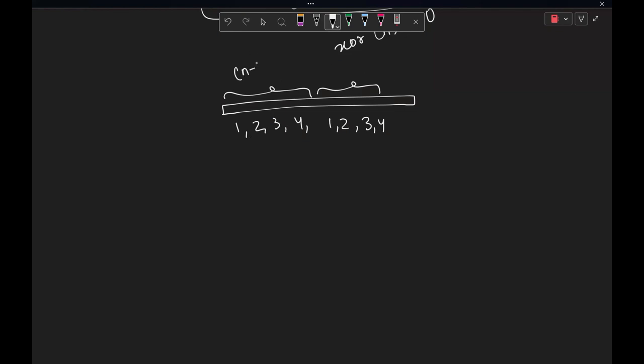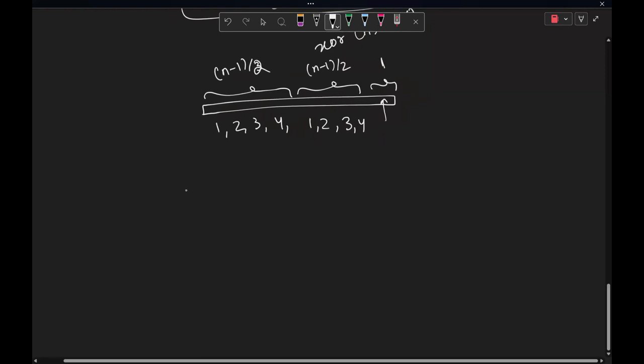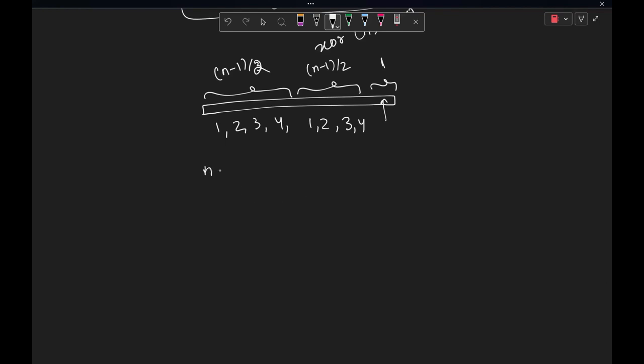But if we try to have n minus 1 by 2 and n minus 1 by 2 characters repeating, and there was only one character remaining at the end, it was not possible to have this character with XOR 0. The next thing I tried after this was, what if I have n minus 3 by 2 characters repeat, then another n minus 3 by 2 characters repeat, and I will have 3 characters left at the end. Can I somehow make sure that these 3 characters will have XOR 0?